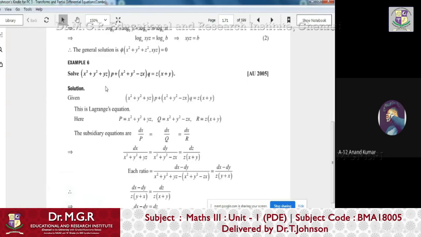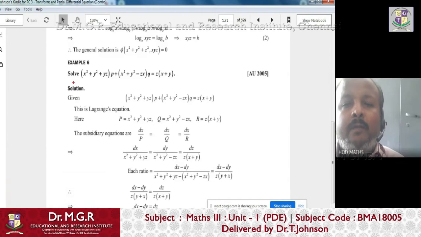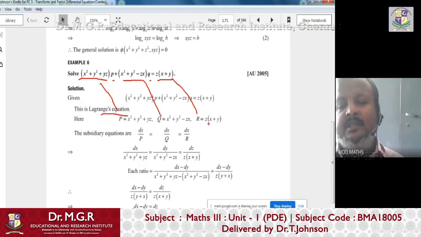Now the problem is (x square plus y square plus yz) into p plus (x square plus y square minus zx) into q equal to z of (x plus y). So again it is obviously in the Lagrange's equation form, where p is this term, q is this term and r is this term. Then straight away you have to write dx by p, dy by q, dz by r.